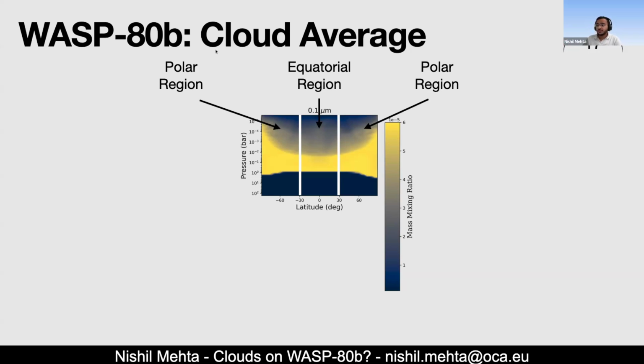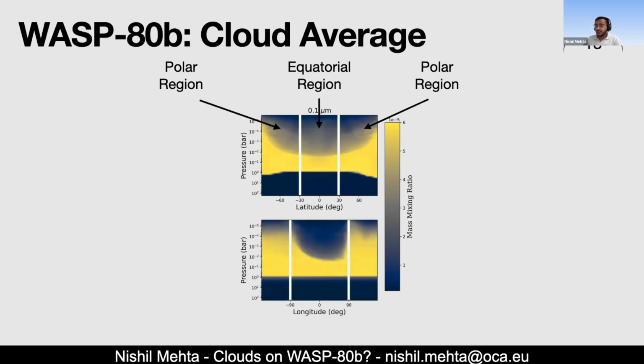And when we do the same thing with the longitude, we can see that the clouds are evaporated from the day side, but are present on the night side. Now, this plot tells us that the distribution of clouds is 3D and it is variable for different parts of the planet, which is why GCMs are an effective tool to study clouds in exoplanets.